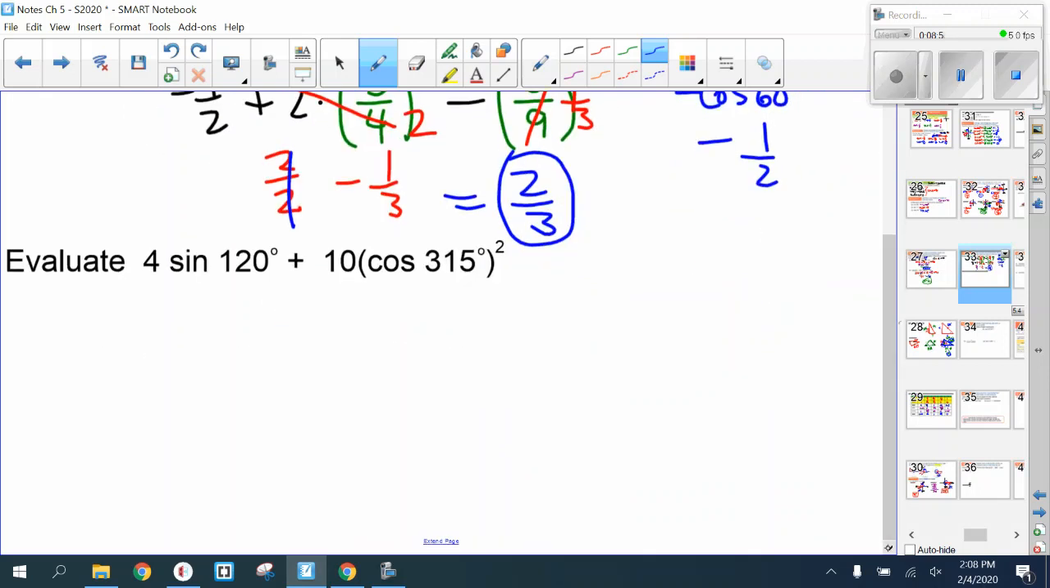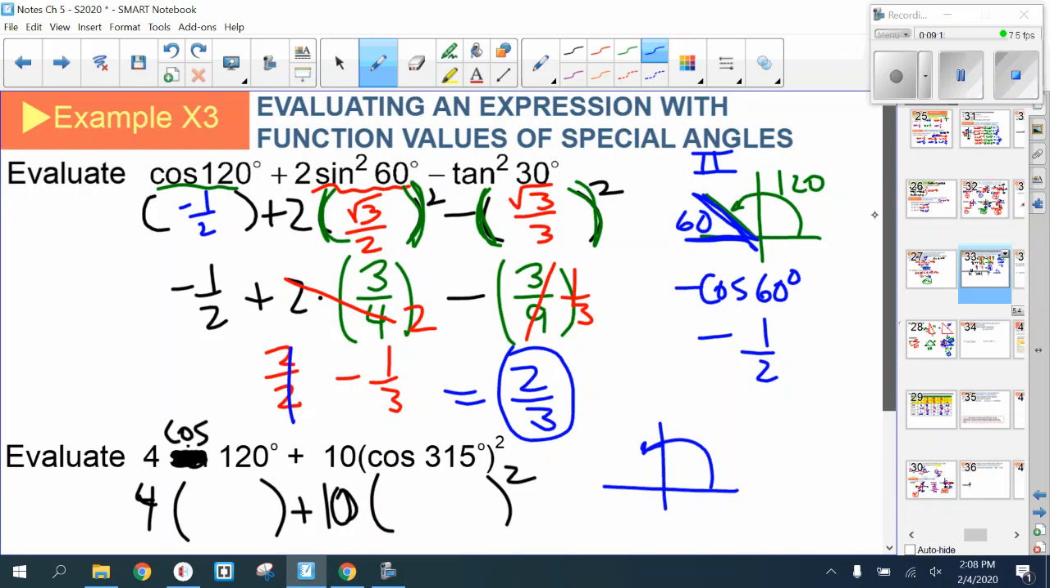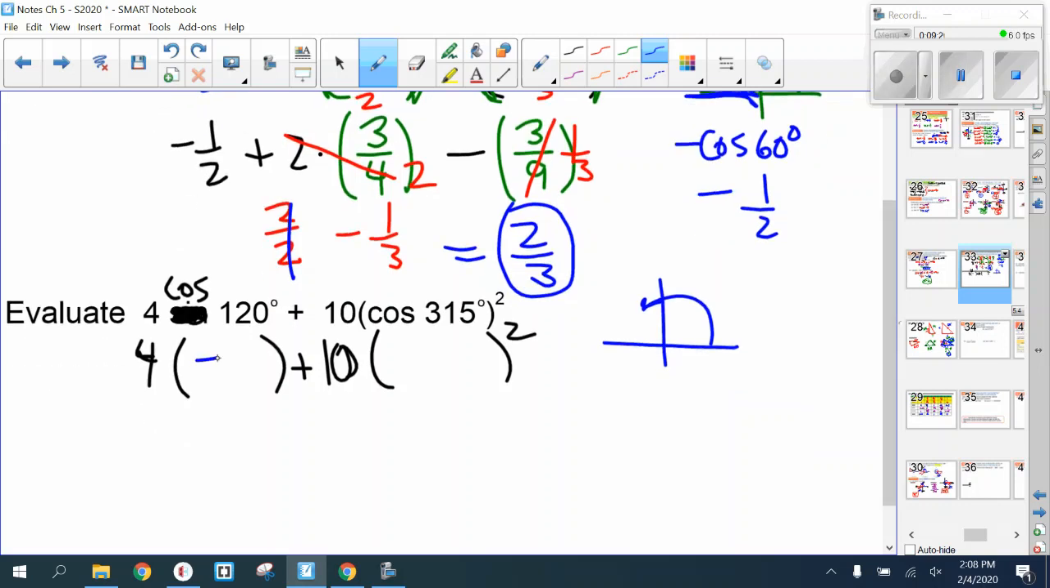Second part, same as the first. Oh wait, I don't want this to be sine, I want this to be cosine. So change that. Otherwise, it's kind of a nasty number: 4 times something plus 10 times something squared. So let's look at cosine 120. Didn't we just do cosine 120? We just did cosine 120 and got negative 1/2, right? That was negative 1/2 just a second ago.